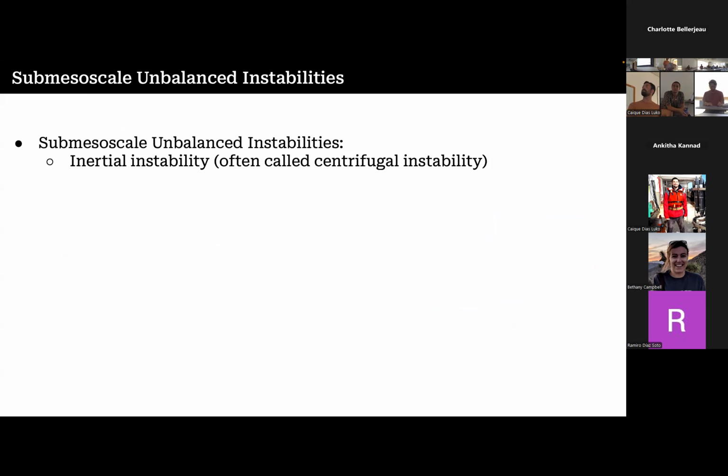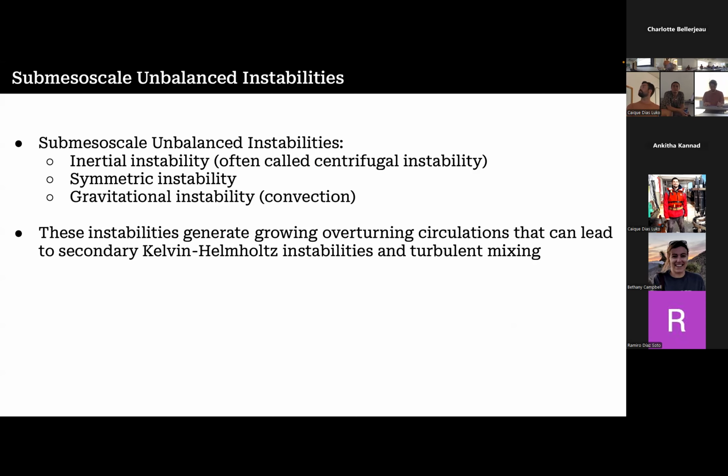First one is inertial instability, which is often also called centrifugal instability. We have symmetric instability and gravitational instability, or convection, that Ankitha just explained to us. Again, the main importance of these instabilities is that all of them generate overturning circulations that grow and grow, increase shear, and lead to Kelvin Helmholtz.